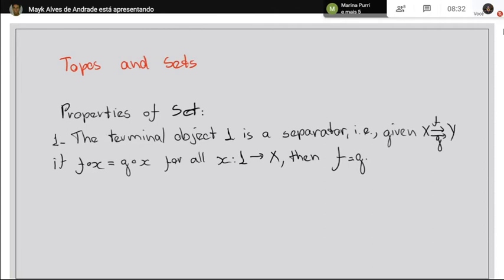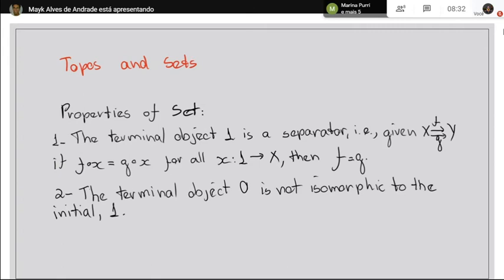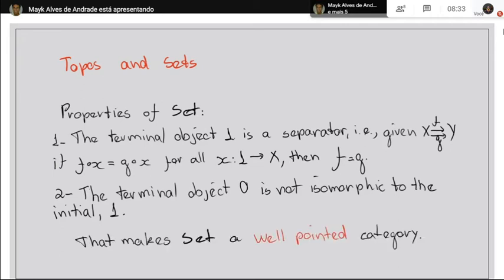So how can a topos be seen as a generalized category of sets? Let's look at the properties of sets. First, the terminal object is a separator. That means that if f composed with x equals g composed with x for all x from 1 to X, then f equals g. Two, the terminal object is not isomorphic to the initial object. This makes Set a well-pointed category.